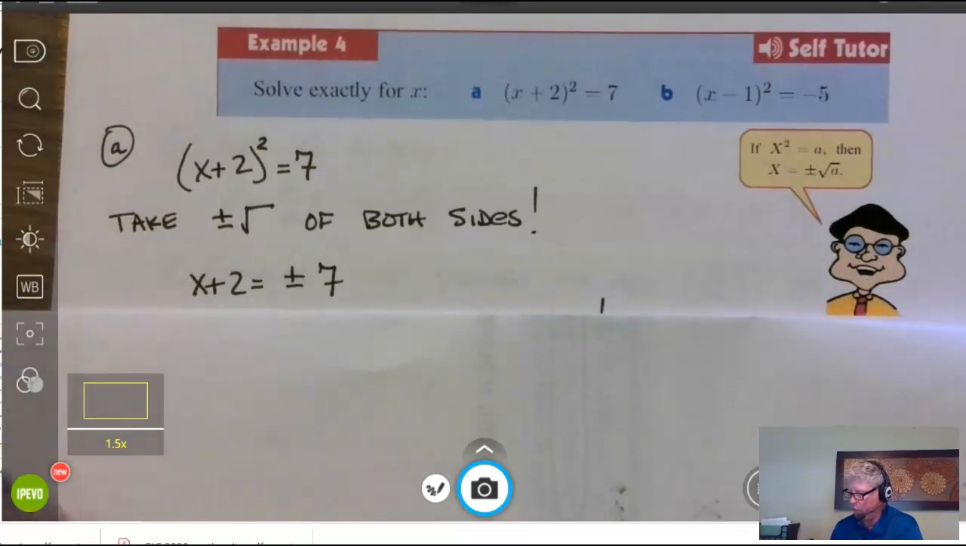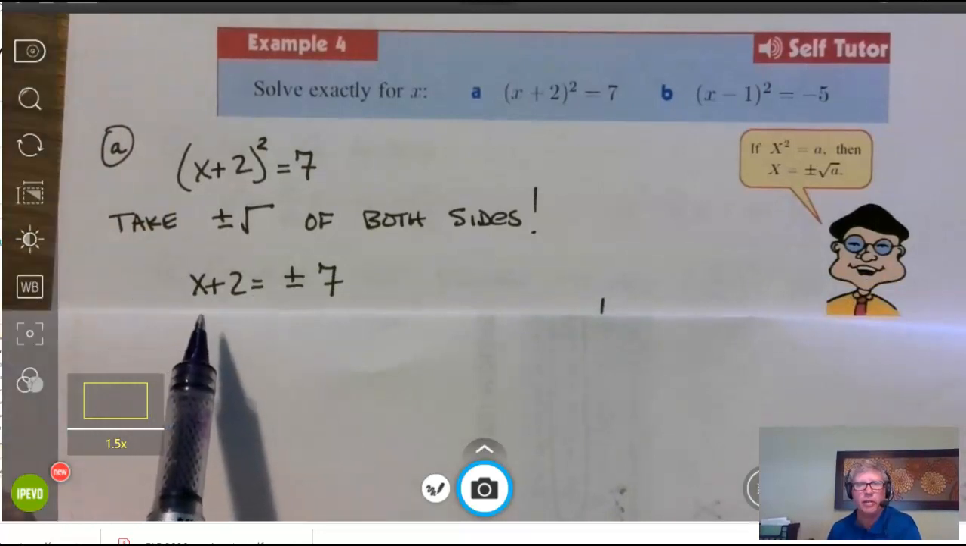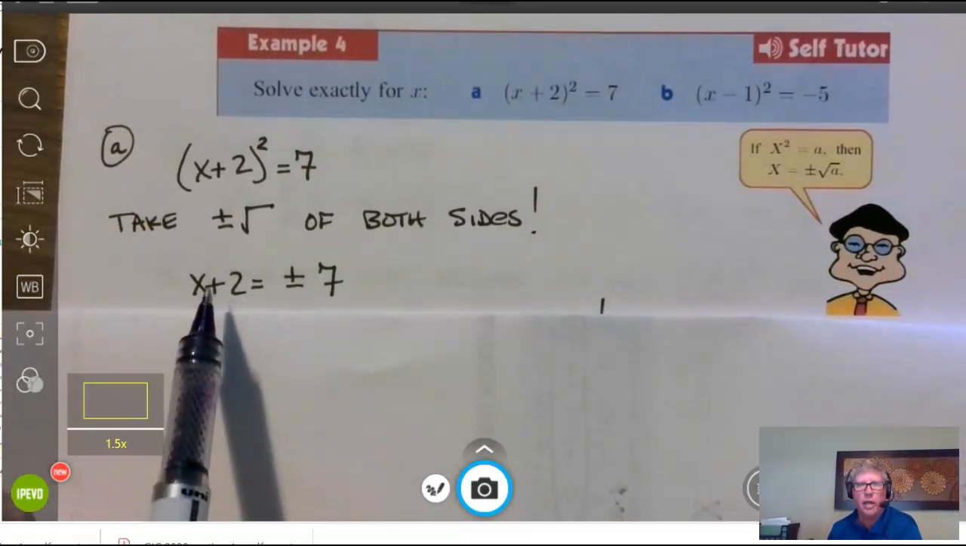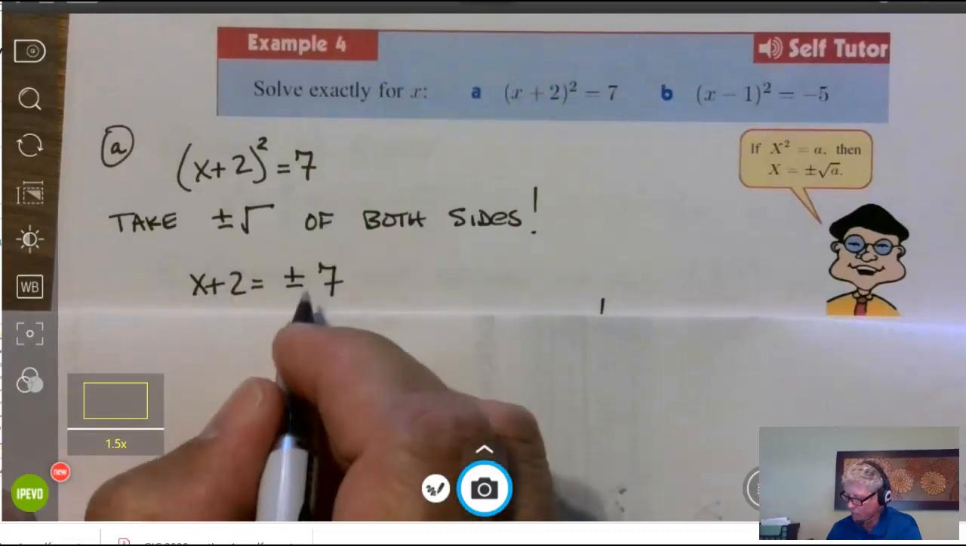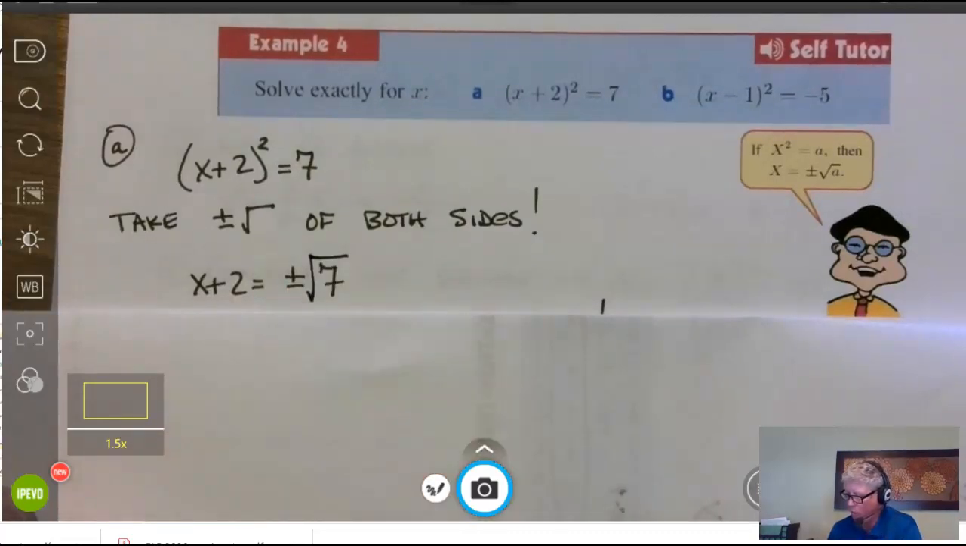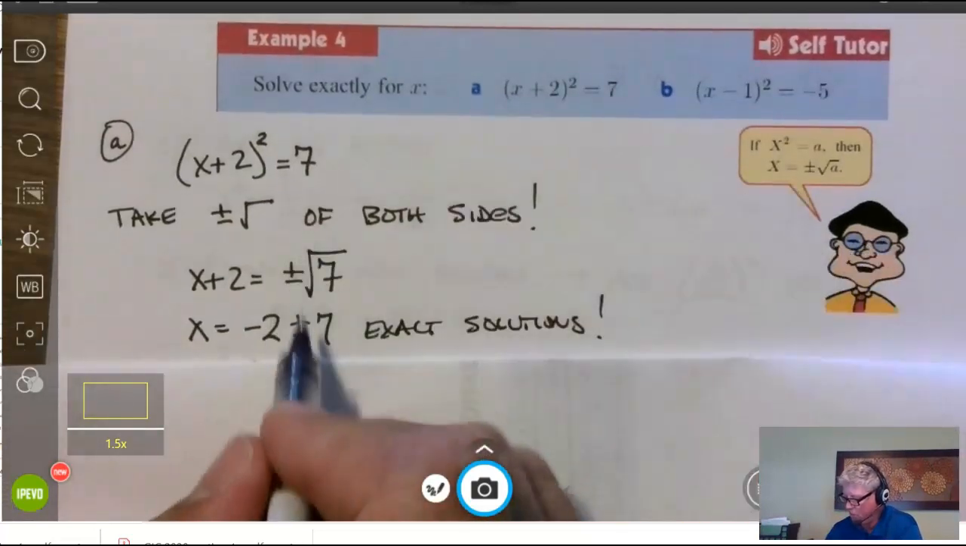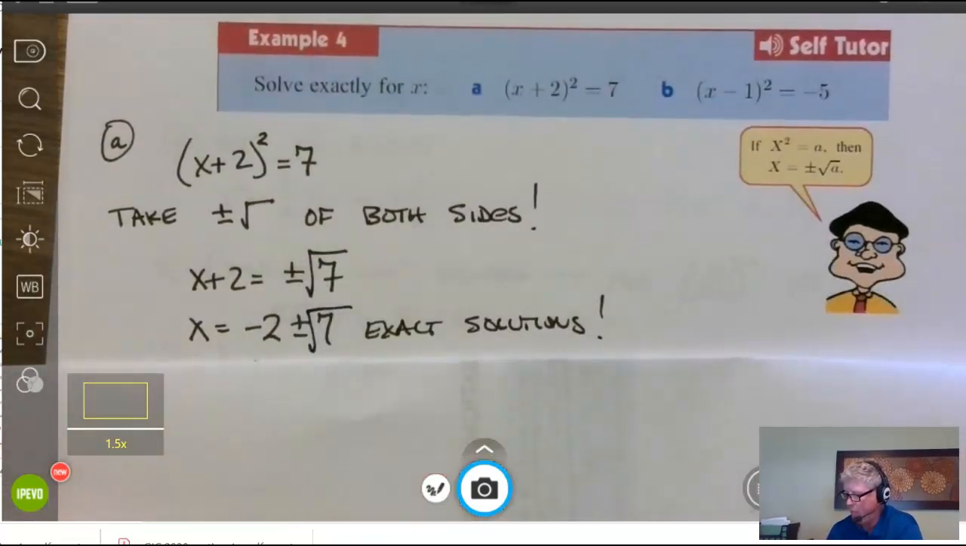So what we're going to do is take the positive or negative square root of both sides. Over here I get x plus 2, and over here I get the square root of 7. Well, I can use my calculator if I want, but why? Just leave it as square root of 7. Oopsie. And subtract 2. There are two values there. There's negative 2 plus the square root of 7, and there's negative 2 minus the square root of 7.